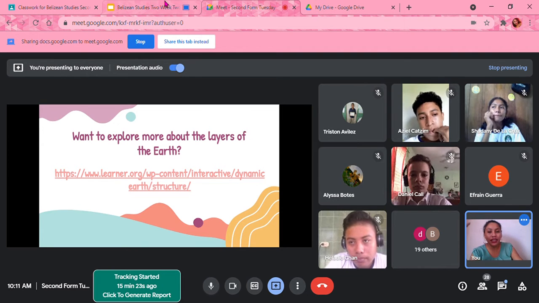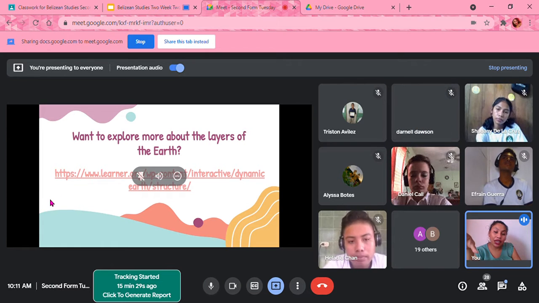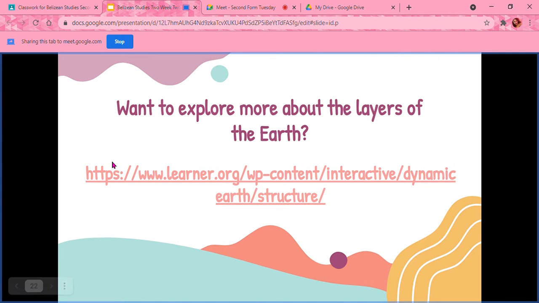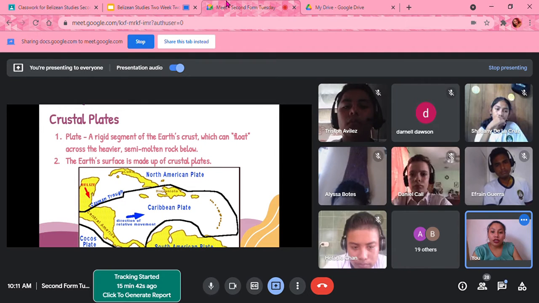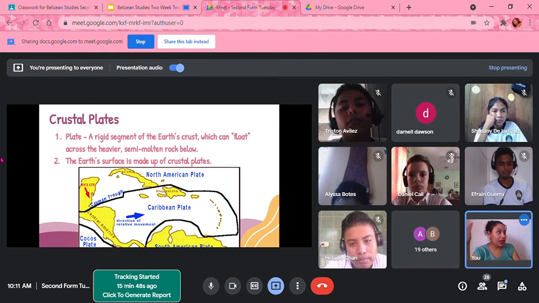Now, what is the reason behind that? So if you want to explore more about the layers of the earth, I do have this link here, which is just an activity from an online source, and you could explore more information about the different layers of the earth. All right. So what we want to concentrate on today are the crustal plates. And there are several different crustal plates.